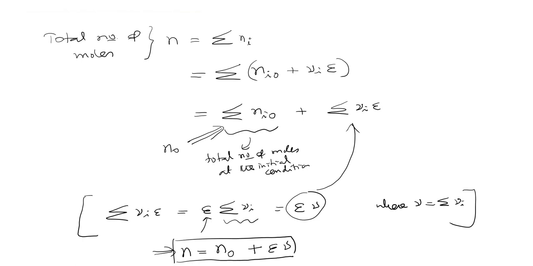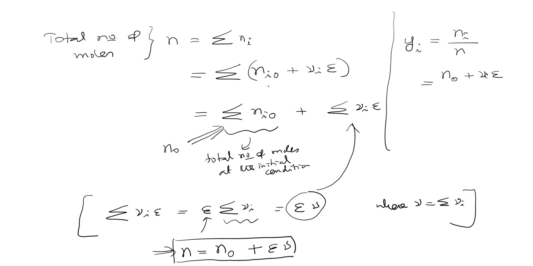Then I'll give one more piece of information here. I'll write it here. What is the mole fraction? The mole fraction of the ith species in the reaction mixture. Mole fraction, you know very well, is nothing but the number of moles of the ith species divided by the total number of moles. So what is the number of moles of the ith species? It is nothing but Ni naught plus nu I epsilon, correct?